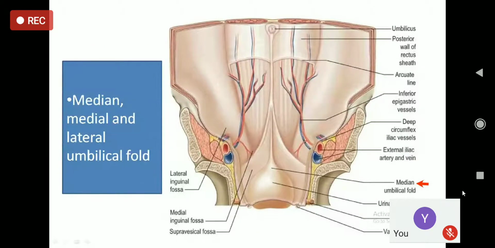And it reflects to the anterior abdominal wall. It forms the median, medial, and lateral umbilical folds to complete the greater sac. So this is the median umbilical fold on the anterior abdominal wall in the pelvic cavity, this is the medial umbilical fold, and this one is the lateral umbilical fold towards the inferior epigastric vessels. So these folds are responsible for completing the peritoneum on the anterior abdominal wall, and it completes the formation of the greater sac.